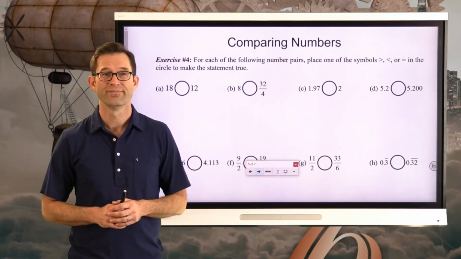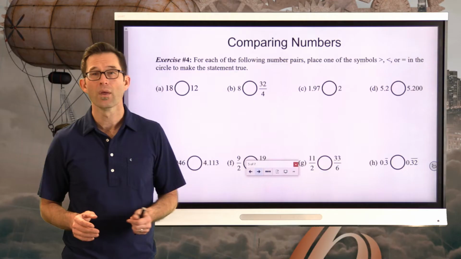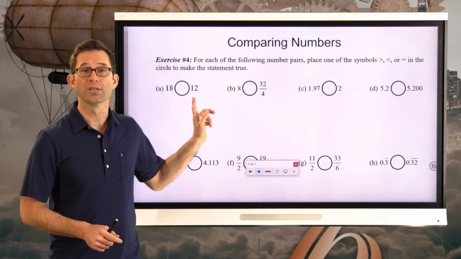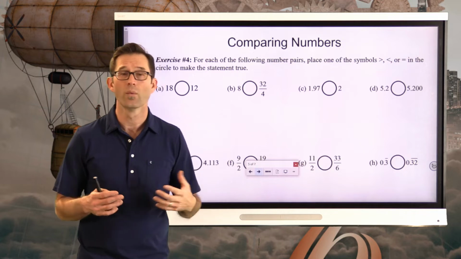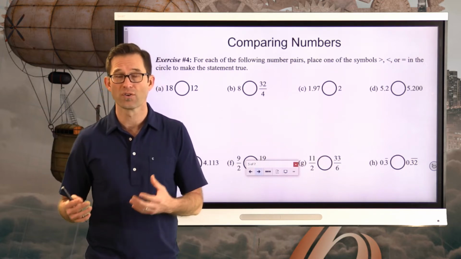Comparing numbers. Exercise number 4. For each of the following number pairs, place one of the symbols, greater than, less than, or equals, in the circle to make the statement true. All right. Right, so it's very simple. I'm comparing the number 18 to the number 12. Now, hopefully, we all are very comfortable with the fact that 18 is greater than 12.